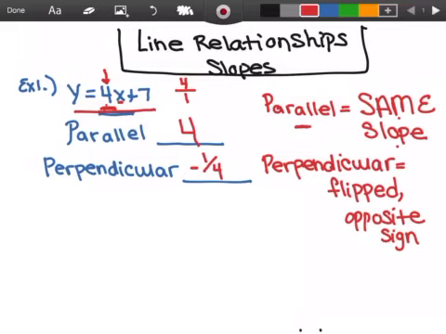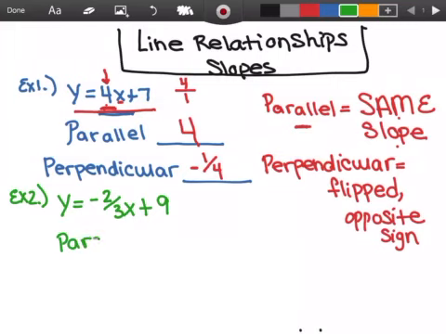Okay, so let's do another one. I'm going to go ahead and change colors so we can decipher between them. So example 2, I'm going to give you y equals negative 2/3 x plus 9. I want a parallel slope and I want a perpendicular slope.